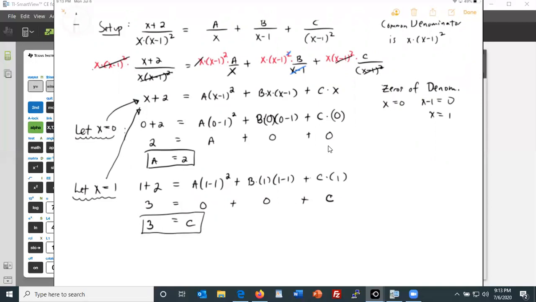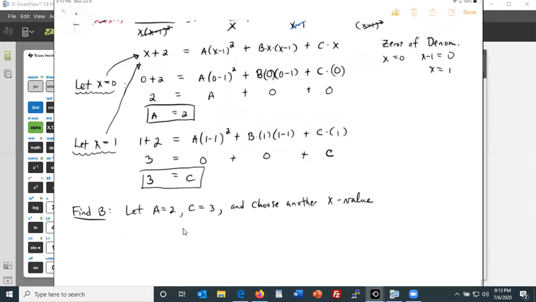Okay, so notice that we used the 2 zeros already, and using those 2 zeros helped us find a and c. So now to find b, you let a equal 2 because you found that, you let c equal 3 because you found that, and choose another x value other than 0 and 1. We used 0 and 1 already. So why don't we use something like 2?